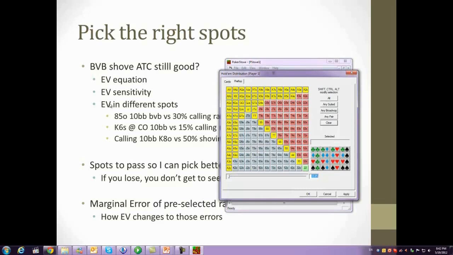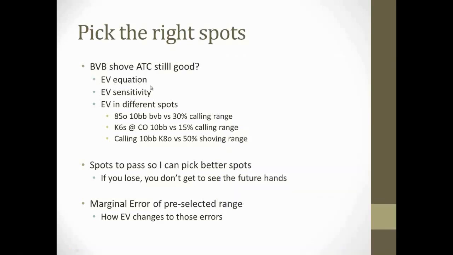Then something with calling EV, we want to know our calling EV when he adjusts to our range. So if we are assuming he's shoving 60%, if he's tightening up to 40%, how much will our EV change? And this is really important. There are spots where our hands are not that sensitive, like we can just shove regardless of what type of hand he's calling. So this is also very important, and we'll get to it later.